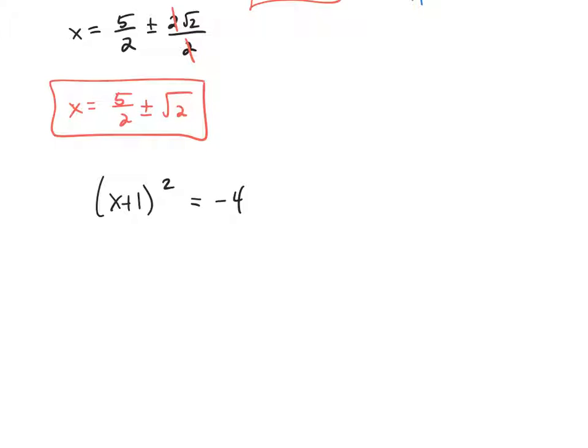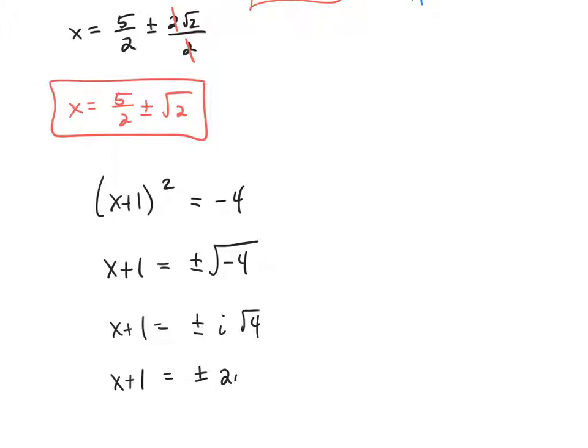I start again the same way. Take the square root of both sides. This becomes plus or minus radical negative 4. When I have a negative under the radical, what do I automatically do? Yeah. So this becomes plus or minus i root 4. But root 4 is just simply 2. So this is plus or minus i times 2. I'm going to write it as 2 times i, like we've been doing already. I'm going to write it as 2 times i, same thing.